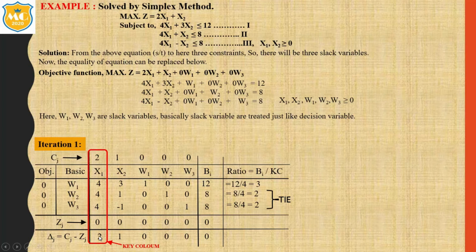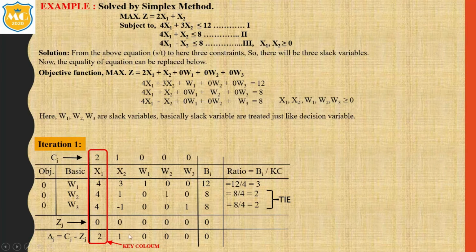If there is a tie in the key column, if in delta j value, suppose here 2, similarly in this column again 2. So in a key column there are no rules for selecting the key column. In a key column we can select randomly, but the first priority is the decision variable. Suppose in a key column, x1 value is 2, similarly w1 value is 2. So the first priority is the decision variable.